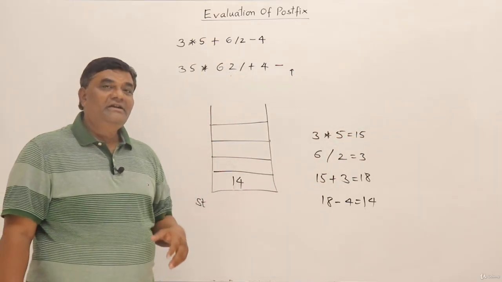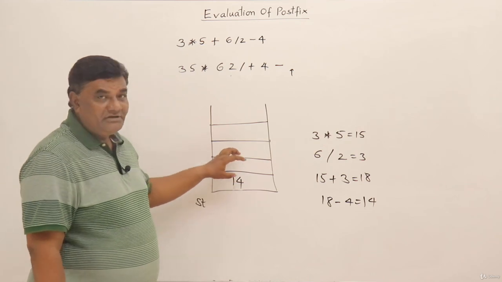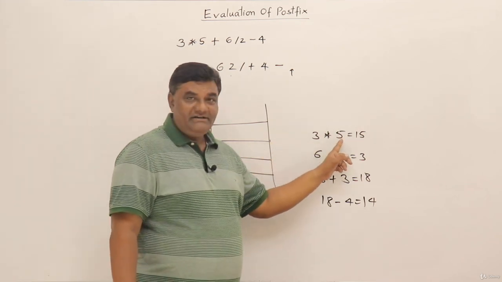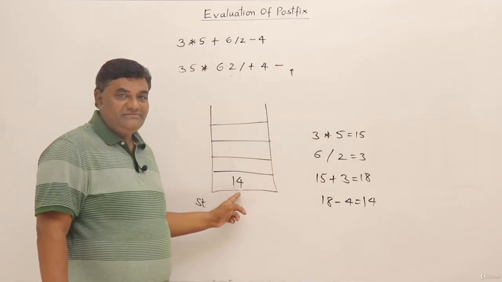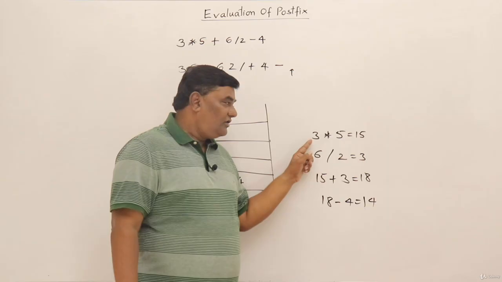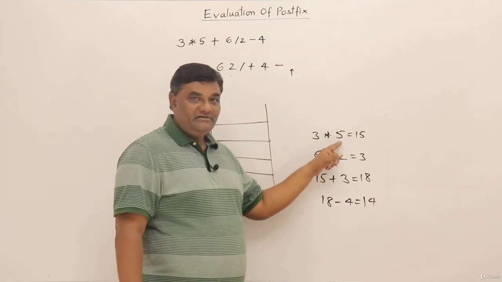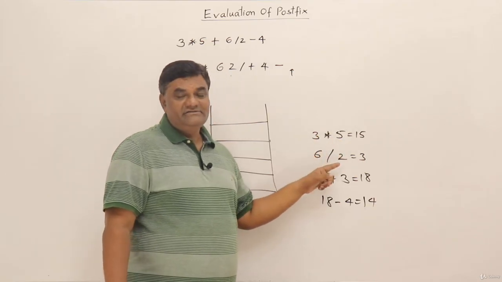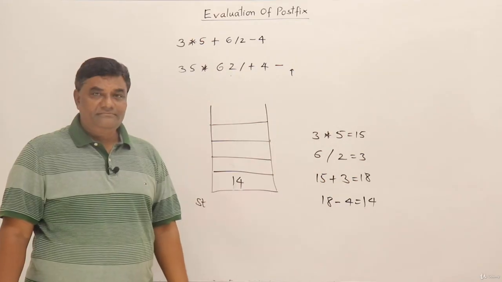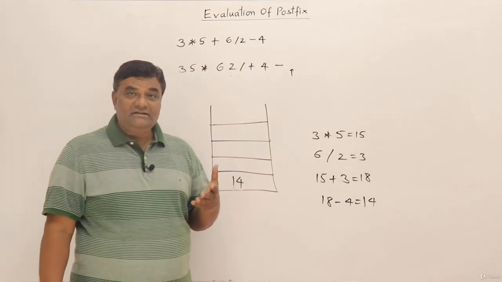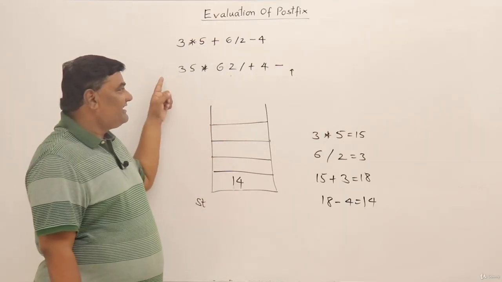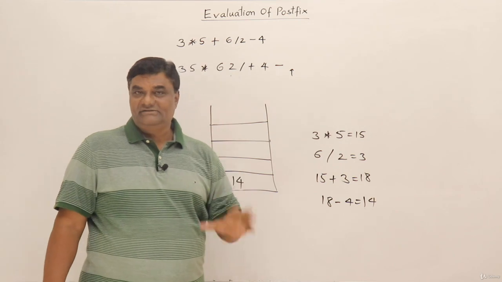This is one observation. Then the second thing: when you are popping out the first value, that will become the second operand here, and the second value that is popped out from the stack becomes the first operand. Otherwise, if you change the order, it will become 5 into 3, then this will become 2 by 6. So the result is different. So try to maintain the order. And the last thing we can observe here is that the evaluation of an expression is done by just scanning through an expression only once.